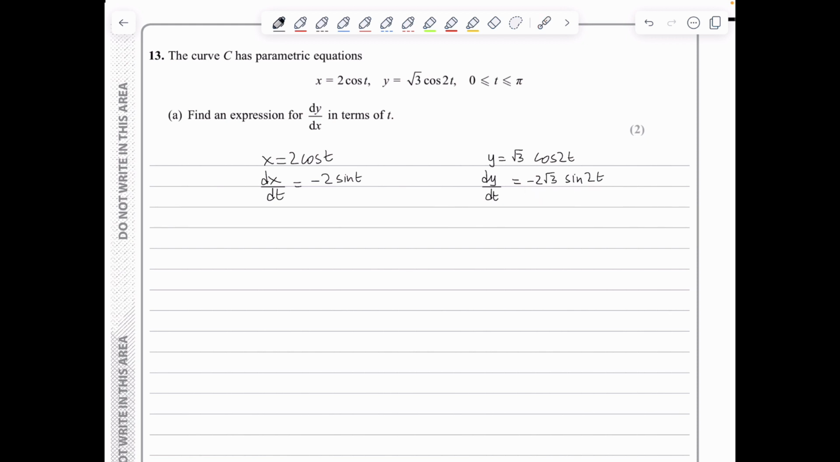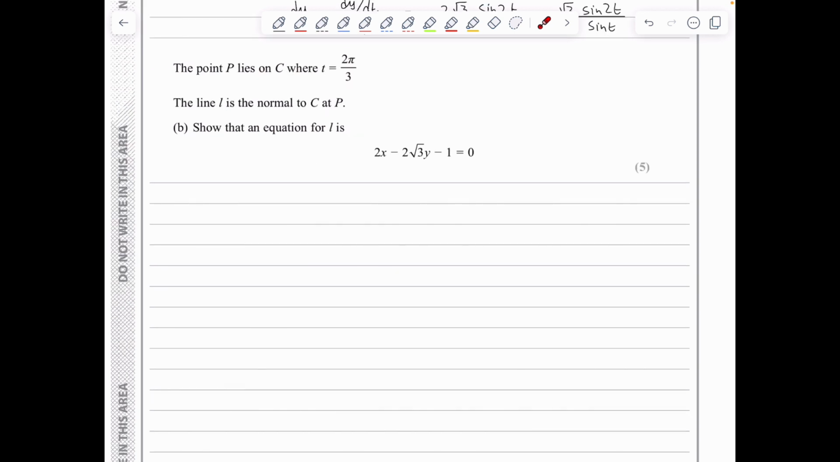So we have that dy dx, the derivative of y with respect to x, is dy dt over dx dt. So in our case, it's going to be minus 2 root 3 sine 2t over negative 2 sine t. I can stop here because I haven't been told to put my answer in a particular form. I could simplify it. Well, I'll take it up to root 3 sine 2t over sine t, and I'll stop there. That will give me full marks. If I stopped here, I will still get the full marks for part A.